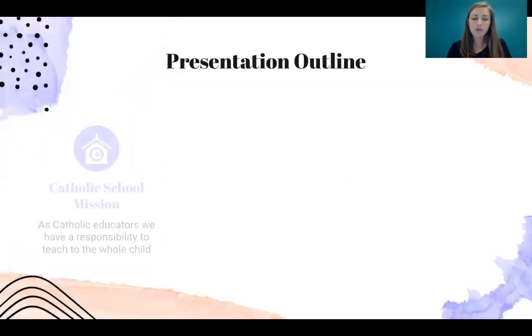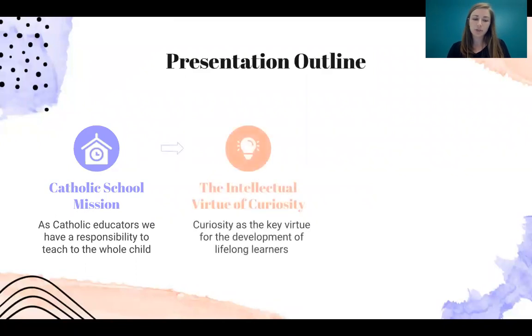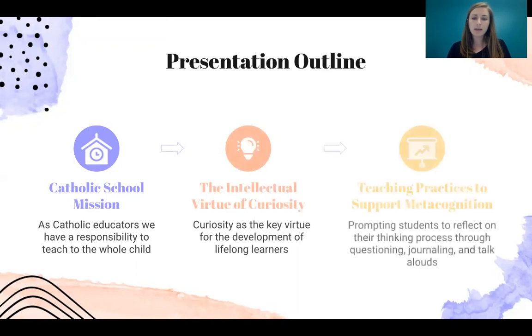So we begin by centering this practice in the mission of our Catholic schools. Then we'll define this concept of an intellectual virtue and dive into the virtue of curiosity. And lastly, we'll provide some practical ways of cultivating curiosity in your own classrooms.